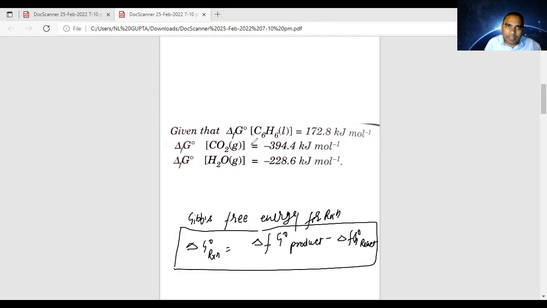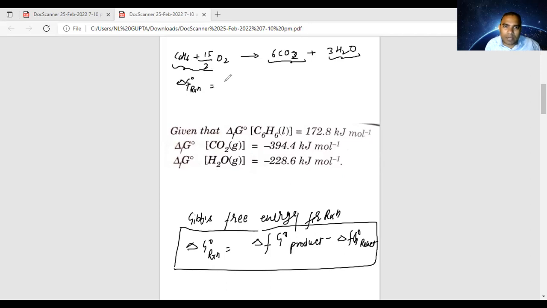So here you see the reaction was C6H6 plus 15 by 2 O2 giving 6 molecules of CO2 plus 3 molecules of H2O. If you see, this reaction is completely balanced: 6 to 12, 3, 15, here the 2 will be cancelled out, 15. So if you are writing delta G naught reaction, these two are going to be the products, and these two are going to be the reactants.